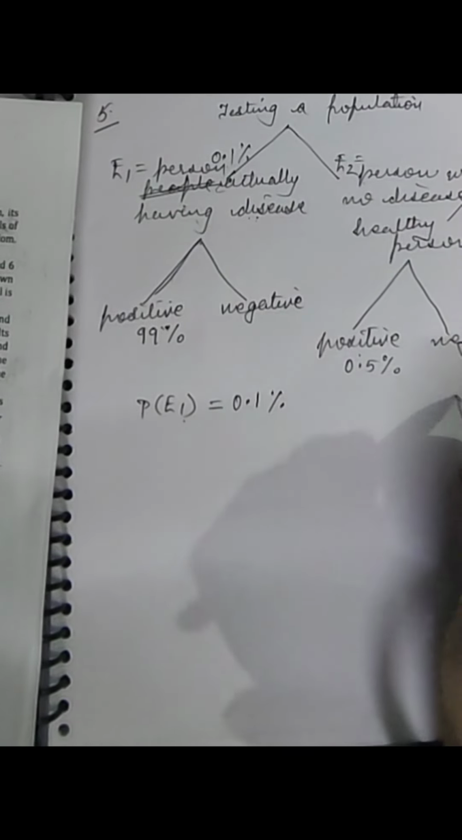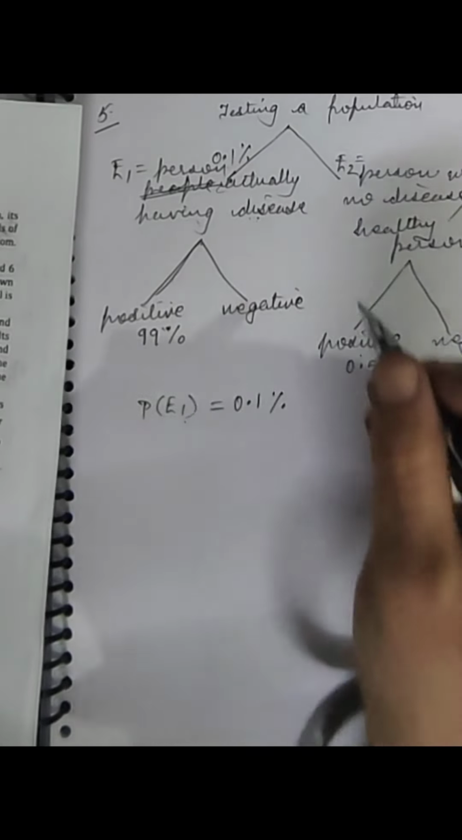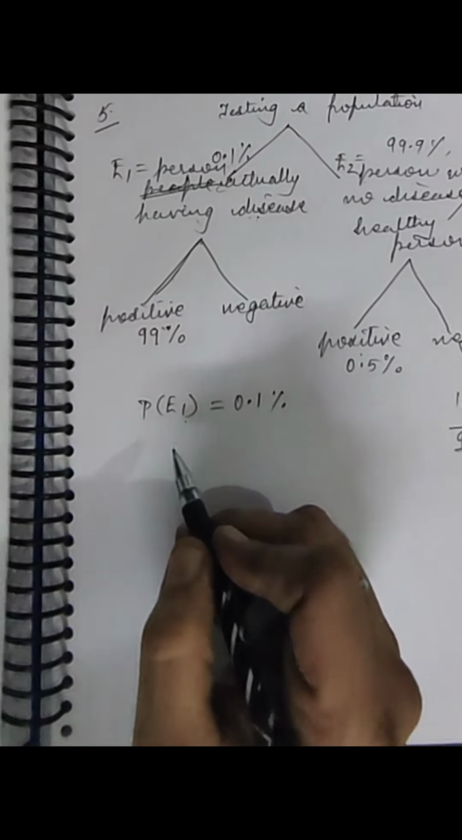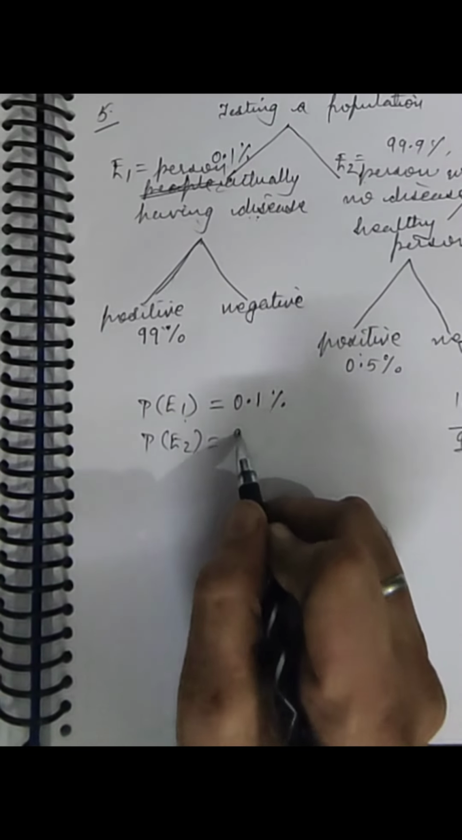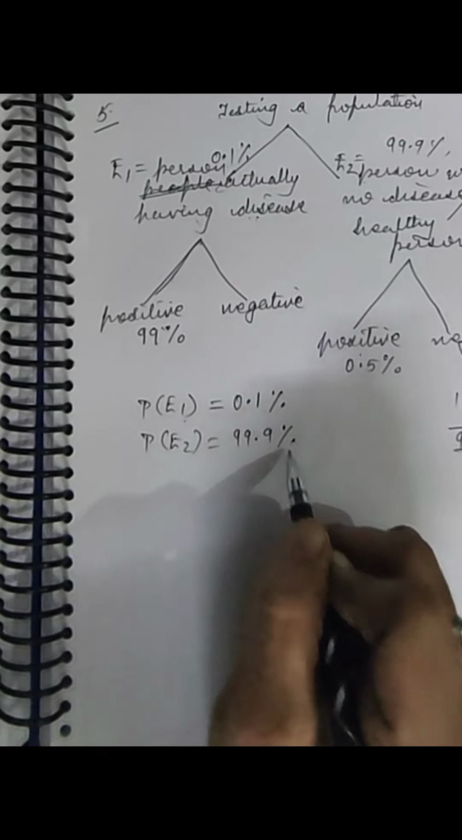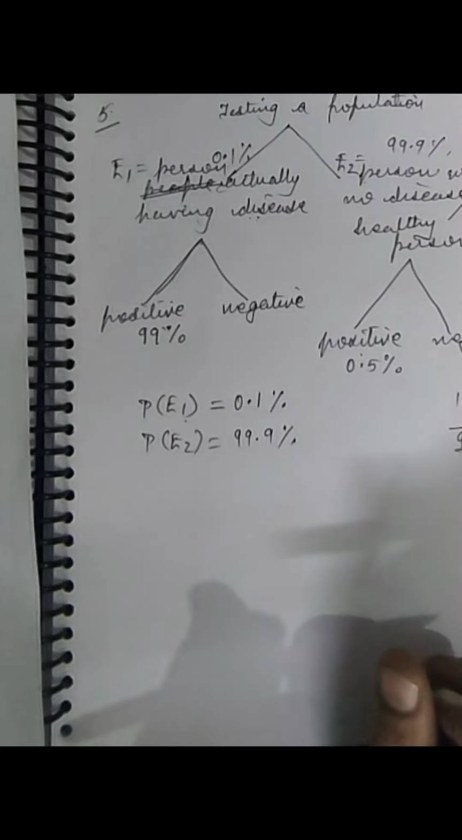So you should subtract to get the probability of this E2. Now this is not mentioned. Subtract 0.1 from 100. You will get 99.9%. So probability of E2 is 99.9%. Now we can shortlist here the information as P of E1 and P of E2, 99.9%. Okay. Further, we need to think of whether it is a Bayes theorem or total probability question.